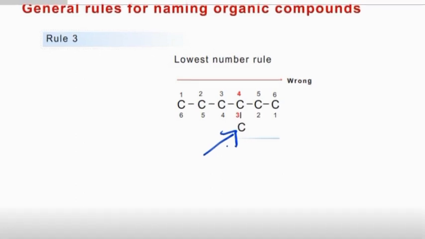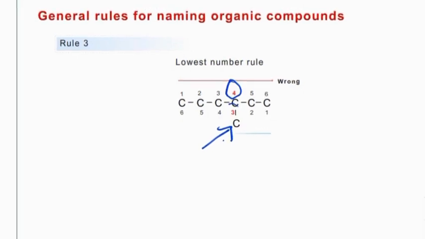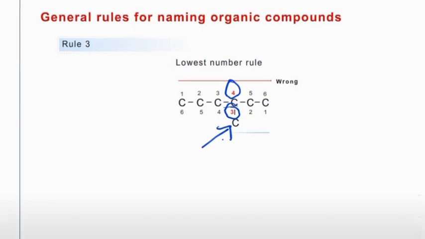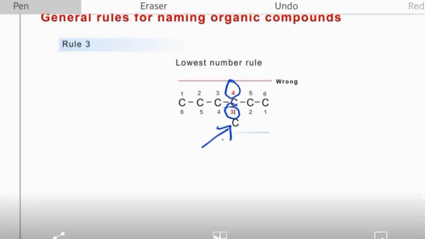So the carbon atom which is attached to the substituent can have 2 possible numbers. One is number 4, the other one is number 3. Which one must be accepted? According to this rule, you have to accept 3 as the number for that carbon atom. It has got a particular term, that is locant. Locant means the number of the carbon atom on which the substituent is attached.